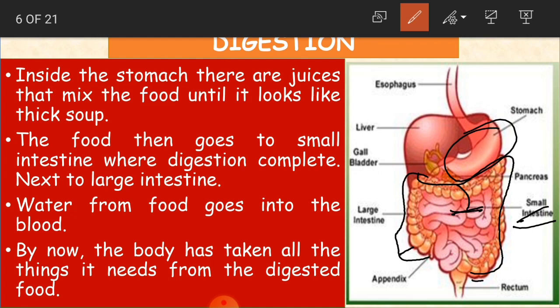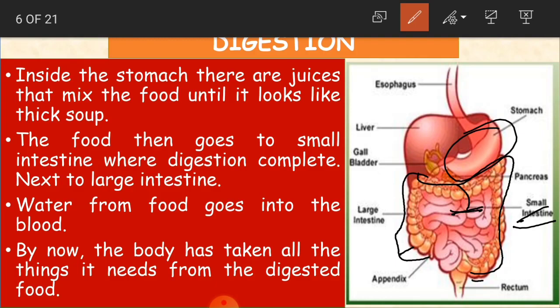And now what happens? Water from food. So water from food goes into the blood. So along with food, children, even water also enters the stomach. Yes or no? So that water, what happens? It goes into the blood. It is going to mix with our blood.